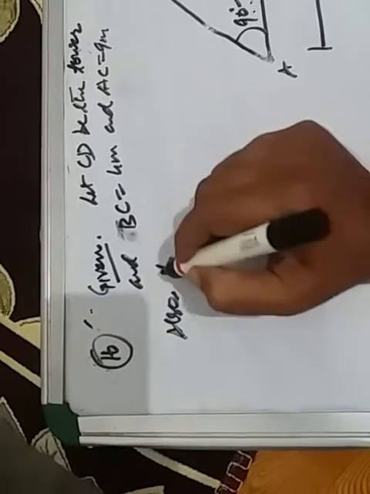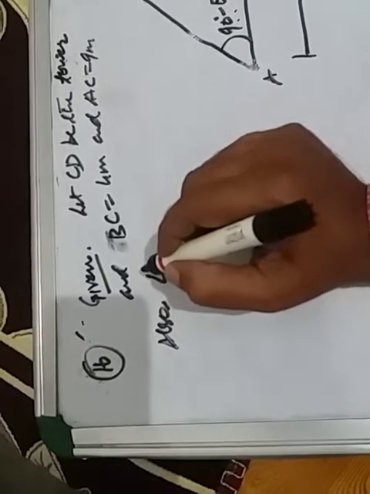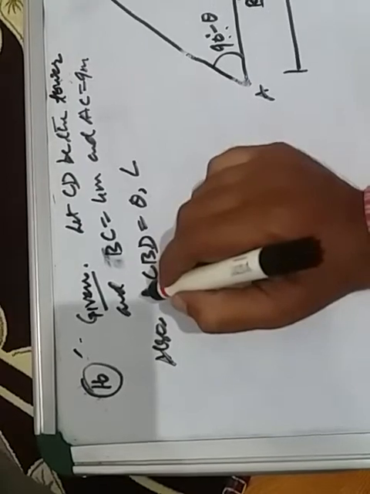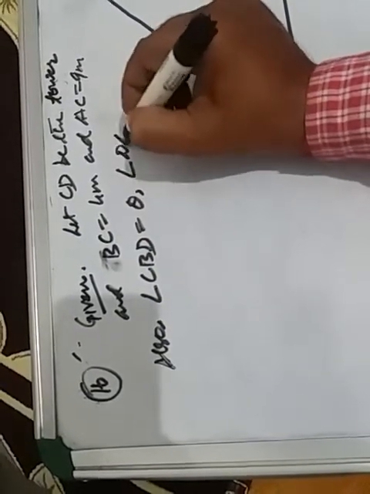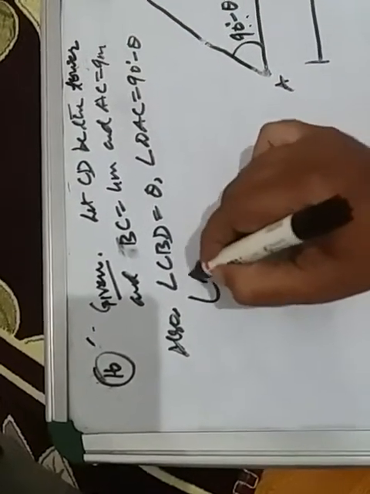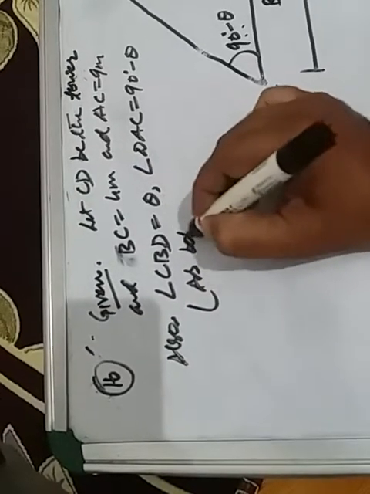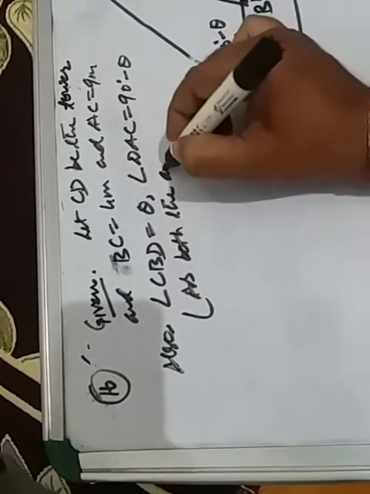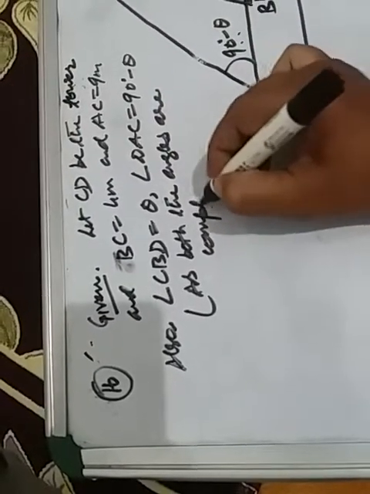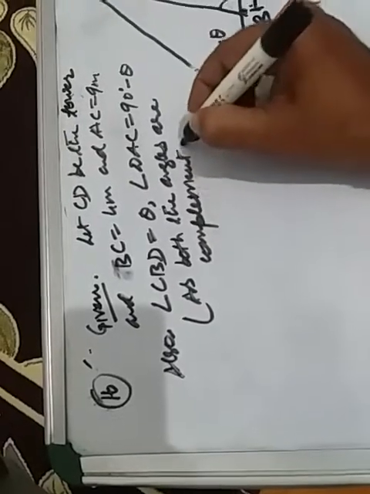Also angle CBD equal to theta. Angle DAC equal to 90 degree minus theta. Here you can write as both the angles are complementary.